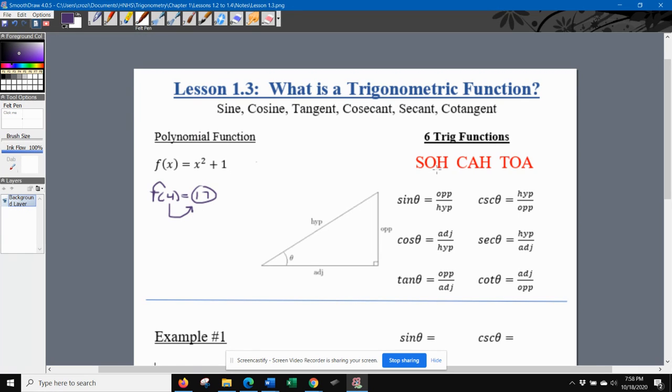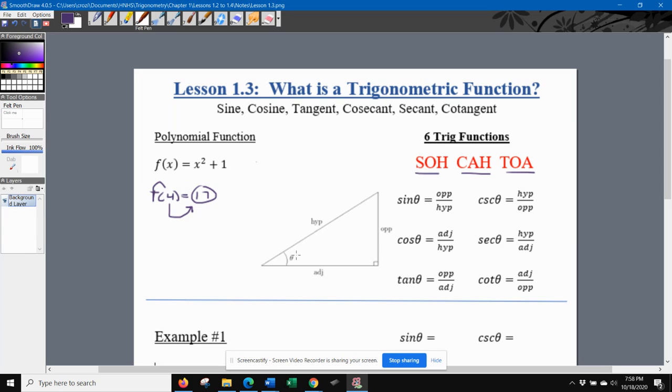Well, our trig functions work very similar, and if you remember this saying from your geometry class, it's going to help you a lot, SOHCAHTOA. And our trig functions aren't about equations and exponents and adding. They're about right triangles, and they're about the sides in a right triangle.